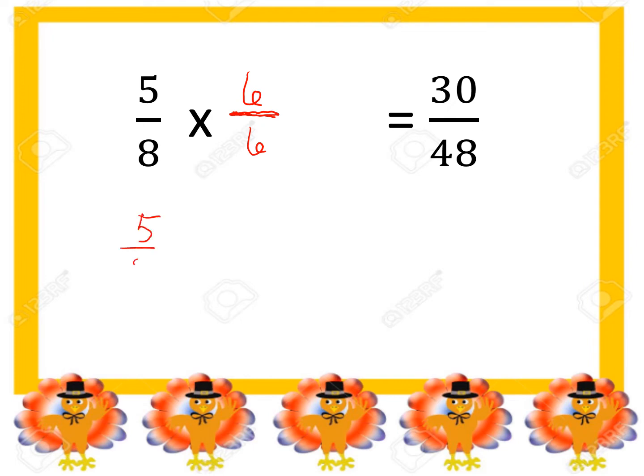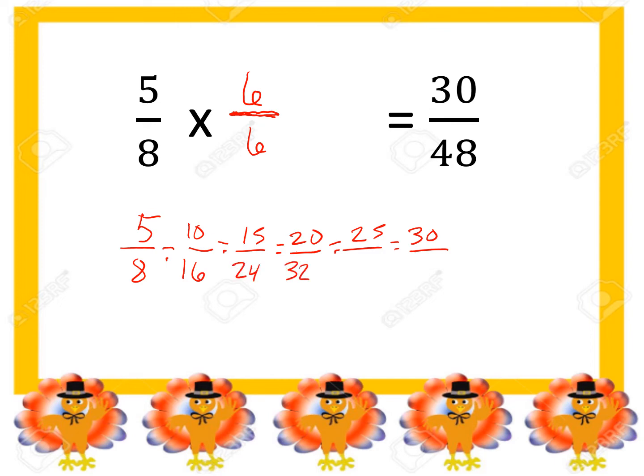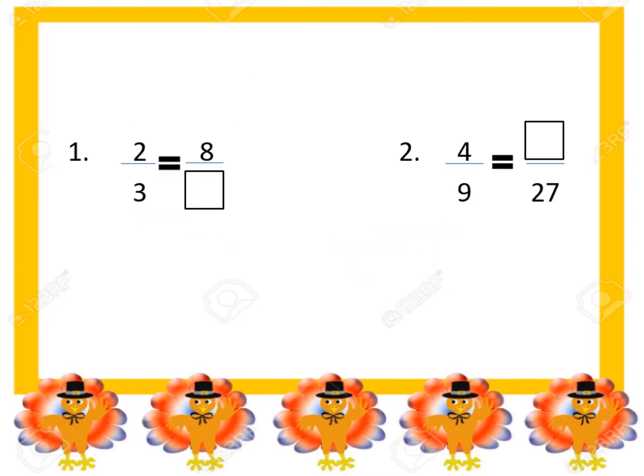Let's do the skip counting method. I count by 5's on top: 10, 15, 20, 25, 30. Now 8, 16, 24, 32, 40, 48. That worked out. So 30/48 is equal to 5/8. All right, let's try a couple more in a little different format here.